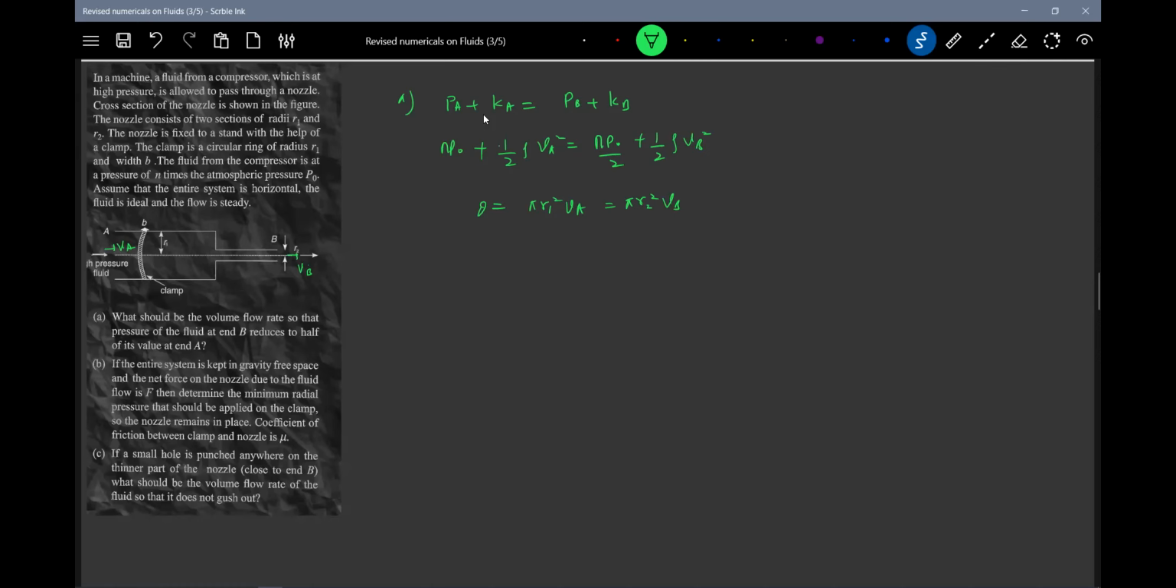Can we replace VA and VB in terms of Q? Solve it, you'll get the required answer. Nothing to do here, hardly any big issue. So NP naught minus NP naught by 2 becomes half rho VA square, where VA is Q by pi R1 square. Solving for Q will get the required answer.